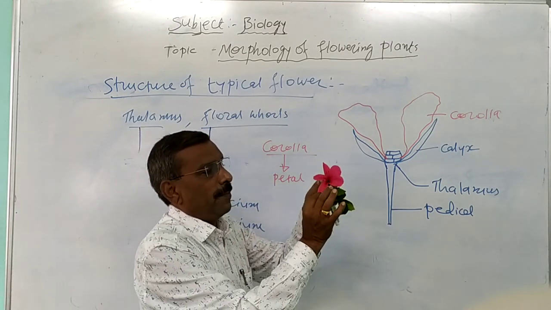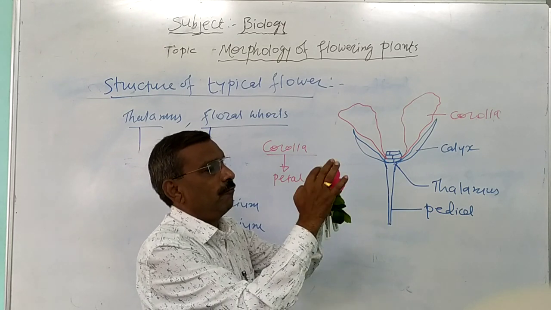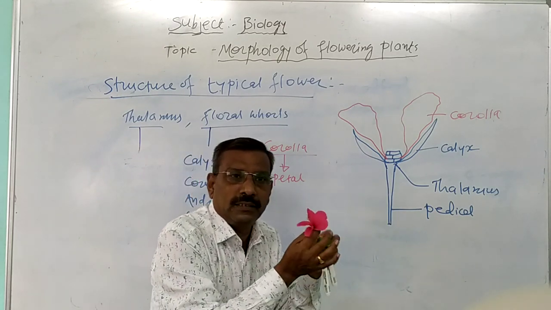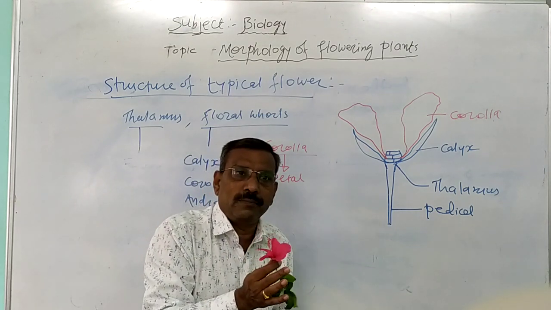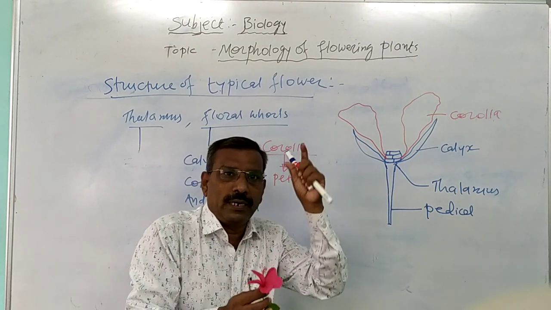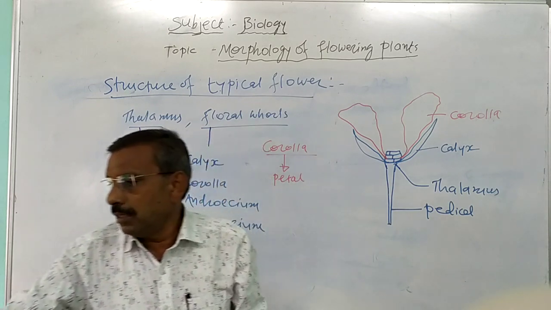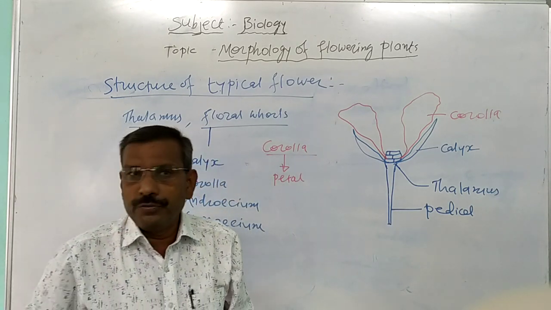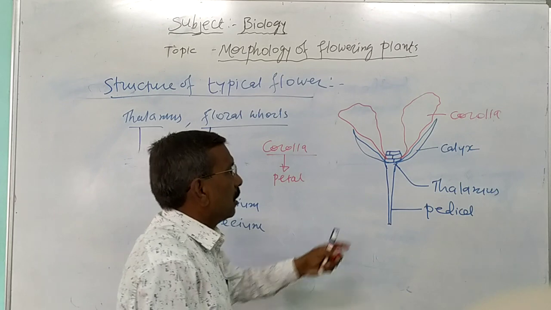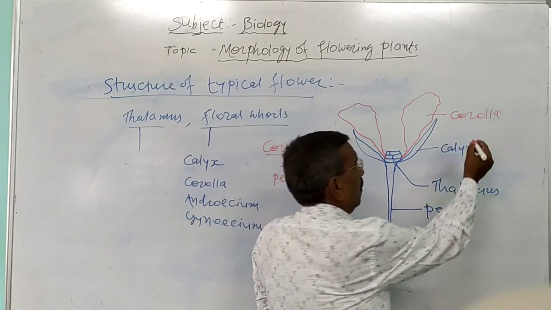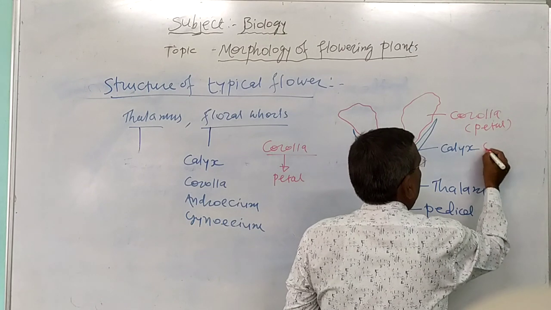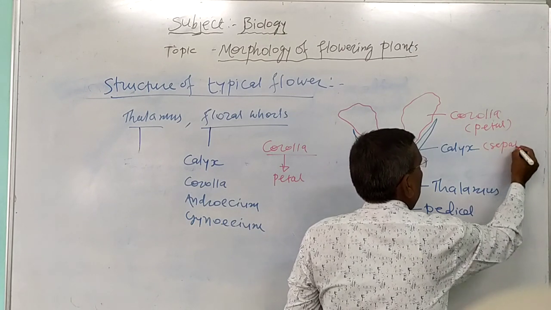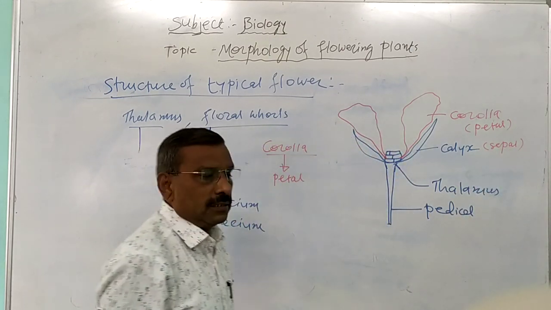In this flower, this one is a corolla. In this corolla, how many petals? 1, 2, 3, 4, 5. 5 petals. It means that this corolla is made up of 5 petals. So petal is the unit of corolla, and the unit of calyx is a sepal.